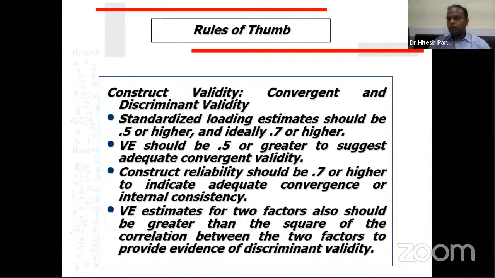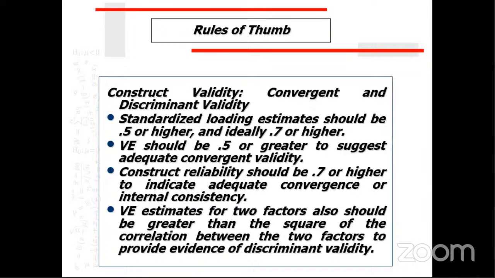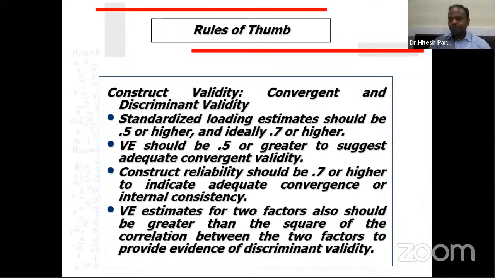So do you understand how to calculate AVE, average variance extracted? Software will give us the answer, everything, don't worry. But we need to understand this. So AVE will be like this. It is nothing but the average variance. And construct reliability, Cronbach alpha should be greater than 0.7 or higher.